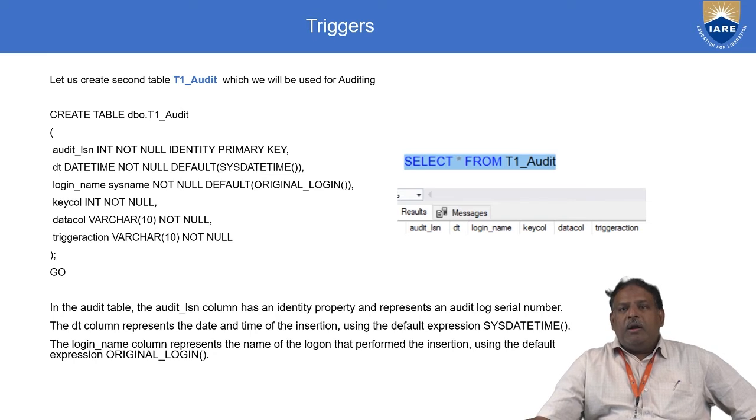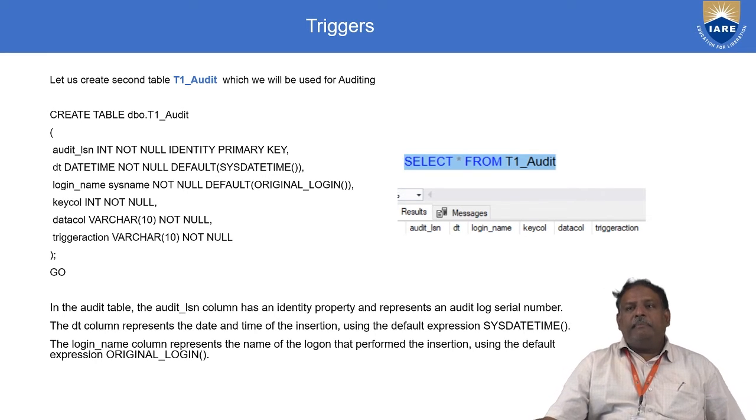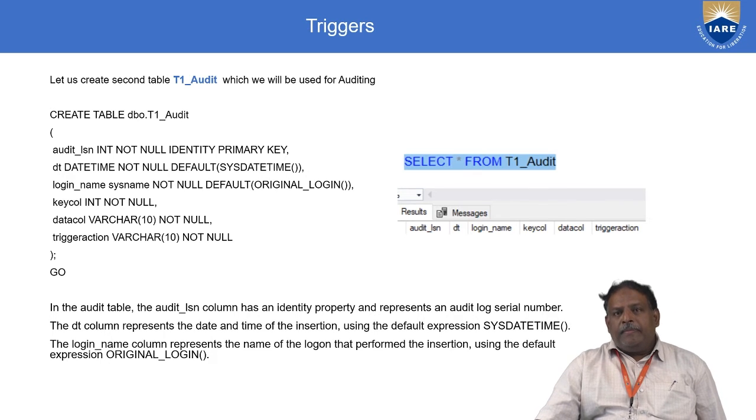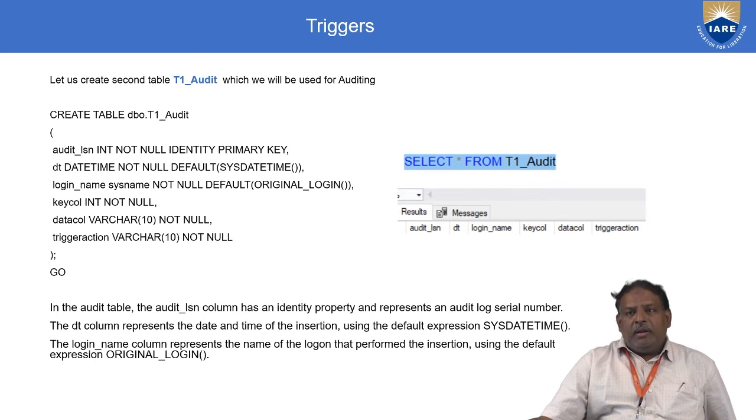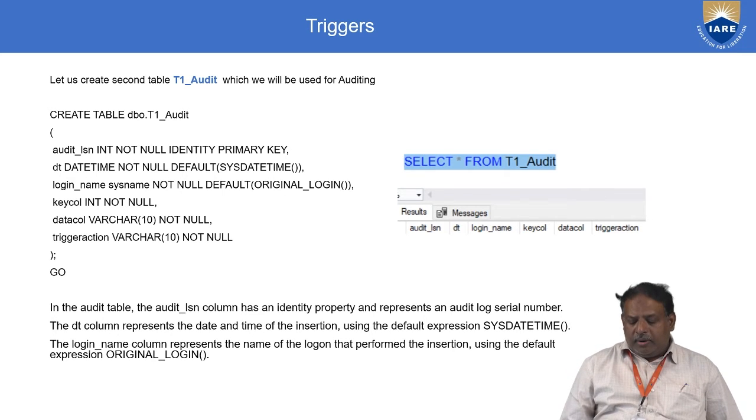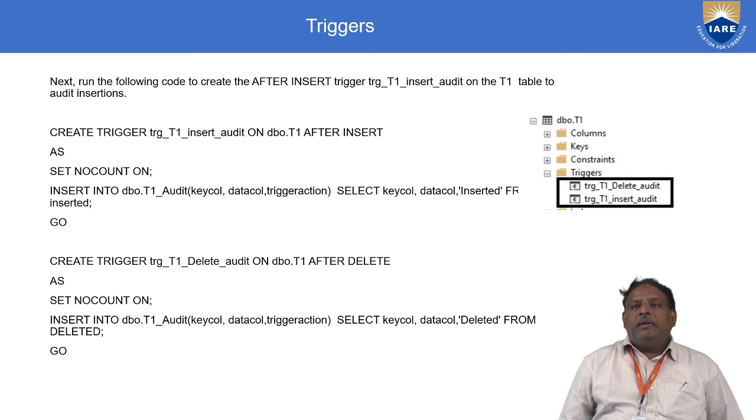In the audit table, the audit_LSN column has an identity property and represents the audit log serial number. The DT column represents the date and time of the insertion, using the default expression GETDATE. The login name represents the name of the login that performed the insertion, using the default expression ORIGINAL_LOGIN. Okay.